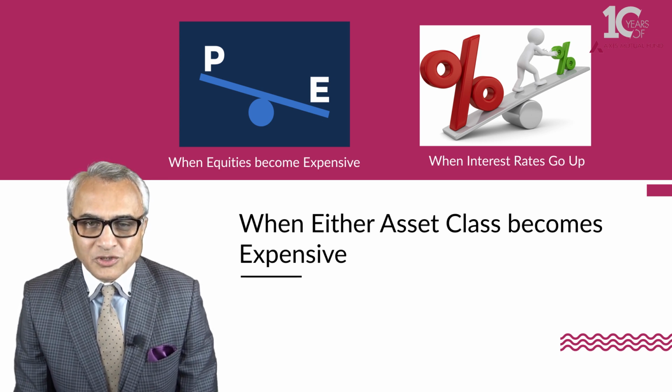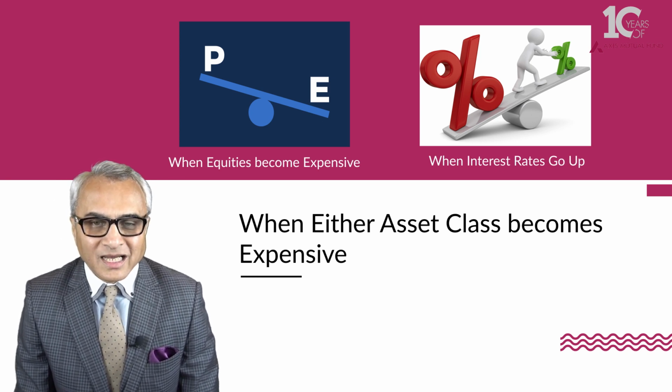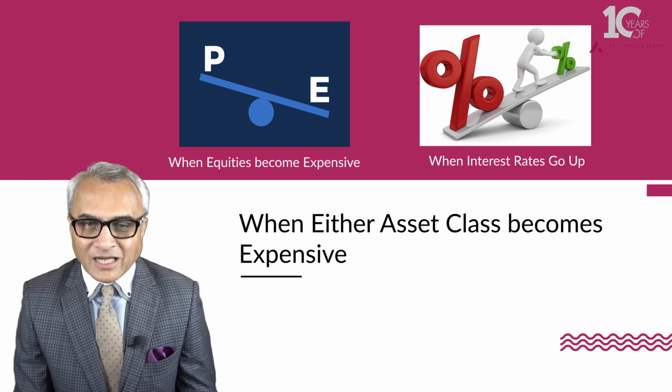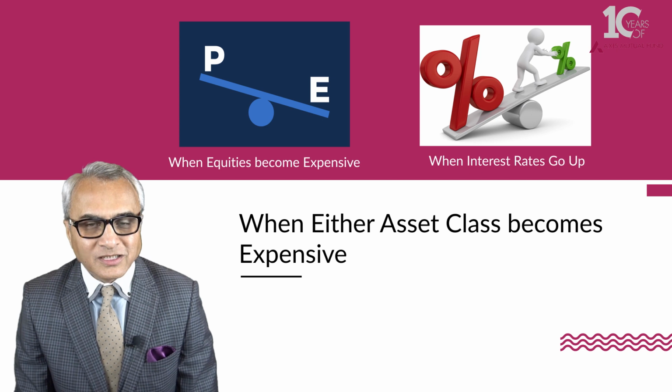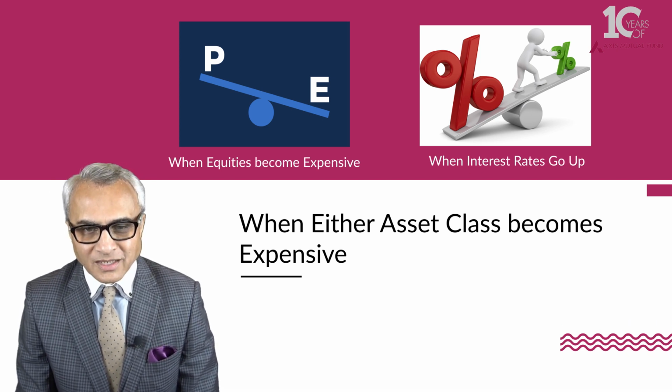So the money should move from an expensive asset class to a conservative asset class, and from a conservative asset class to an expensive asset class, and that's what we call asset allocation based on the valuation matrix. It can be a valuation matrix of debt or it can be a valuation matrix of equity as an asset class.